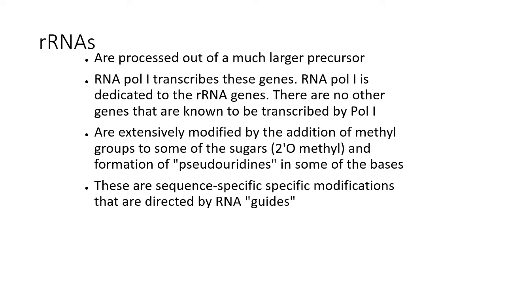Okay, so one thing about the ribosomal RNAs, and I'll show the gene structure in a sec, they're processed out of a larger precursor. So Pol 1 transcribes them, and it's dedicated to that purpose. After that, they're extensively modified by the addition of methyl groups and pseudouridines, which are sequence-specific modifications. So it's a very complex process, starting off with the production of very large pre-RNA that gets processed in many ways to produce the final ribosomal RNAs that will function in translation.